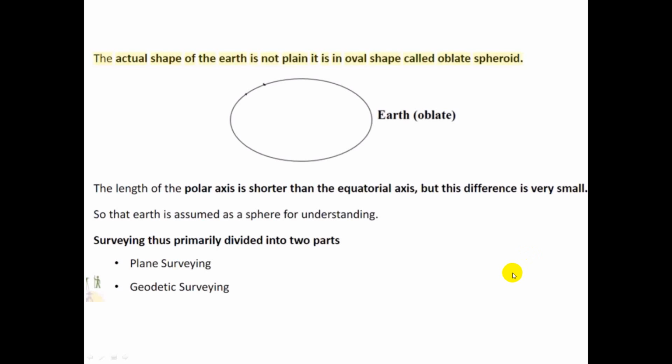So, this lesson is about the main difference of plane surveying from geodetic surveying. So, let's look at your assignment last time.